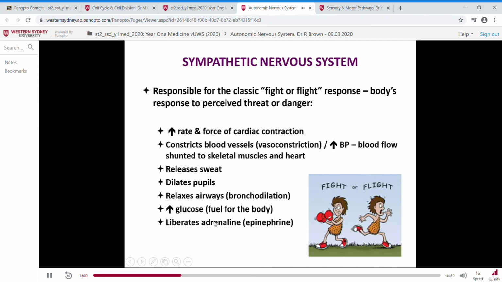We call it adrenaline and noradrenaline. In America, they call it epinephrine and norepinephrine. So depending upon what you're reading, they're interchangeable, okay?